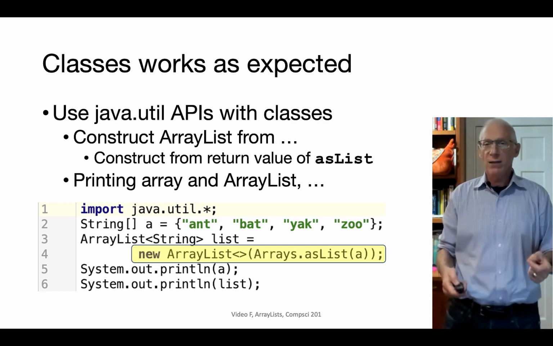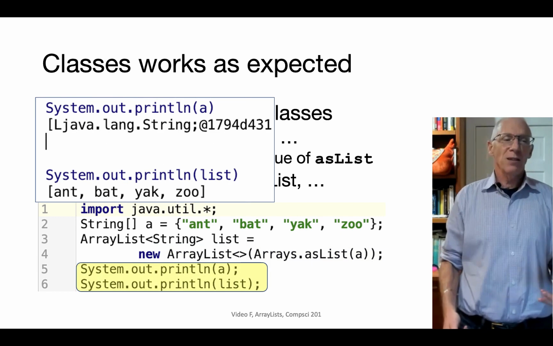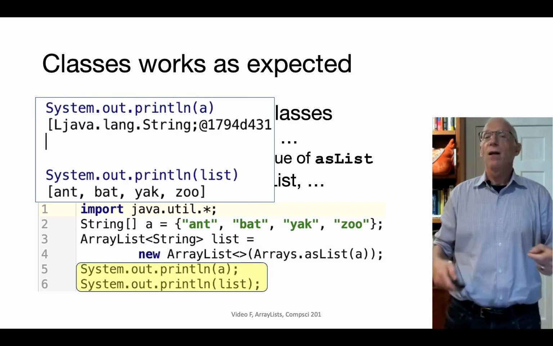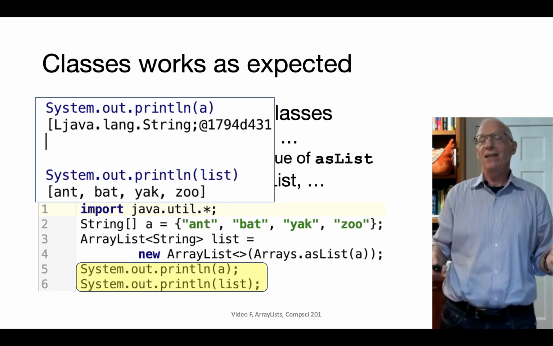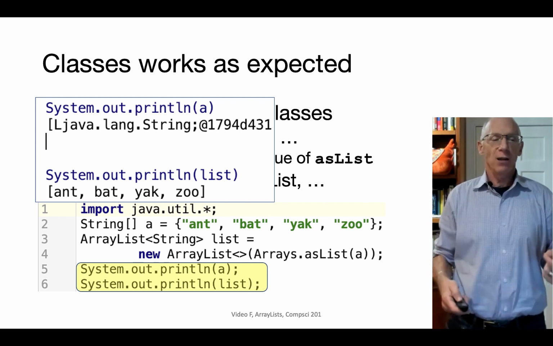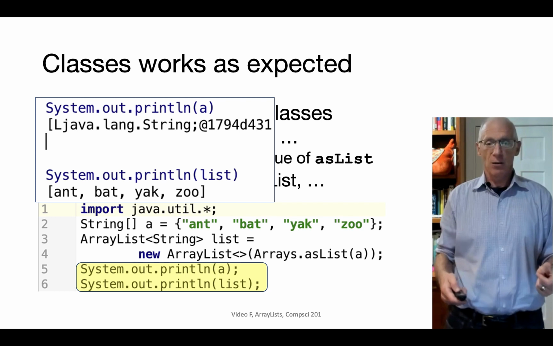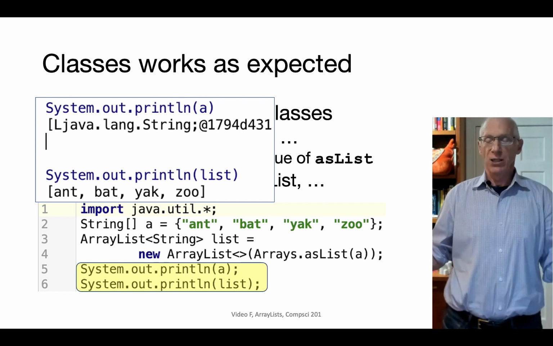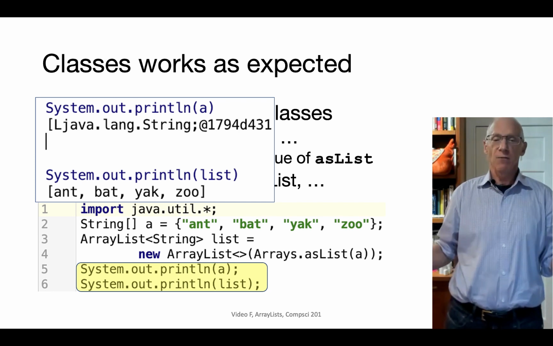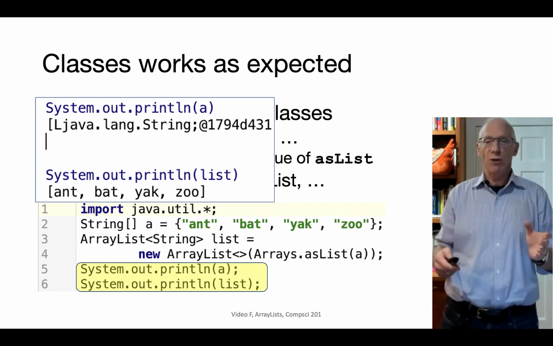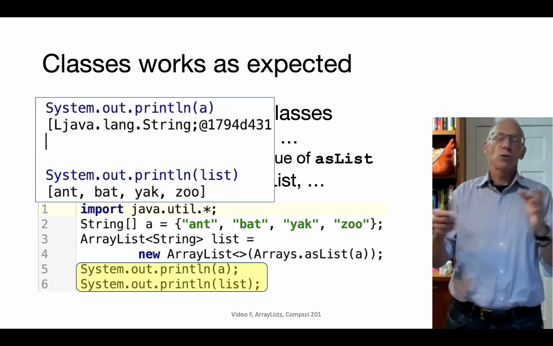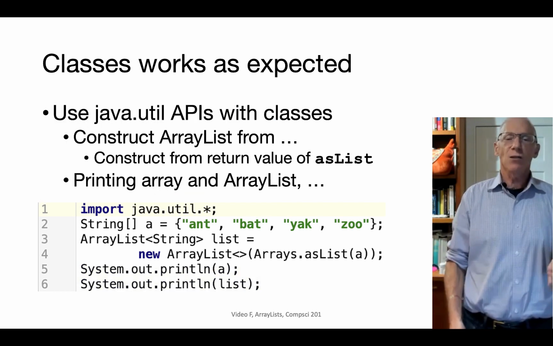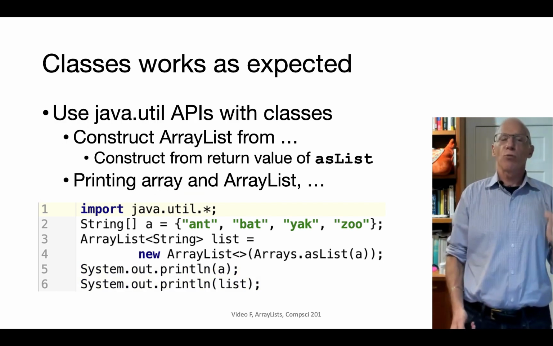And then when I print, as we've seen, printing a results in the memory location because it is an array. But printing the ArrayList, named list here, results in an actual semantic representation of the contents of the array list. That works great for strings. Array of strings, convert to ArrayList of strings. It doesn't work so well with primitive types.